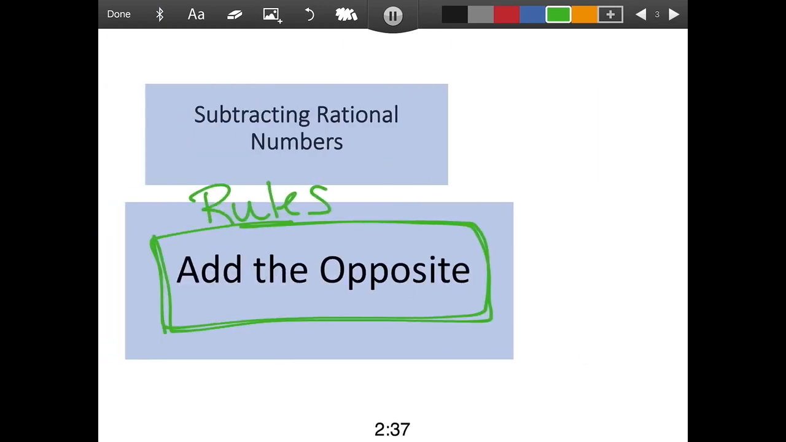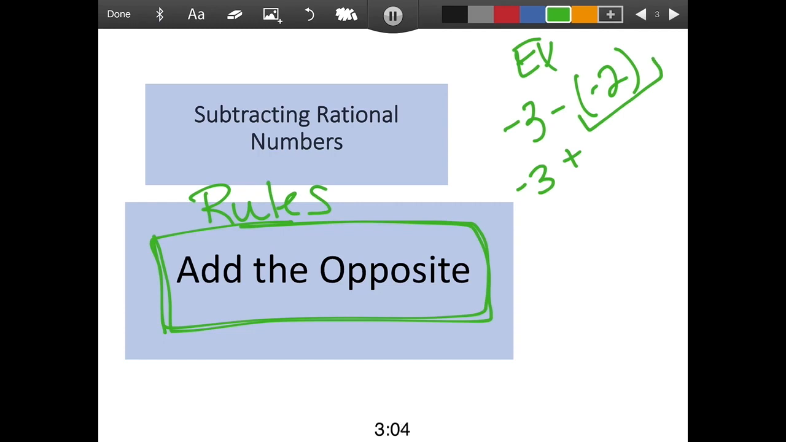Let's look at a very simple one to start. Let's look at -3 minus -2. Now this is a subtraction problem, but we're going to use our rule, add the opposite. So the way we do that is our first number always stays the same. Change your minus sign to a plus and take the second number and change it to its opposite. So what is the opposite of -2? If you said 2, you are correct.